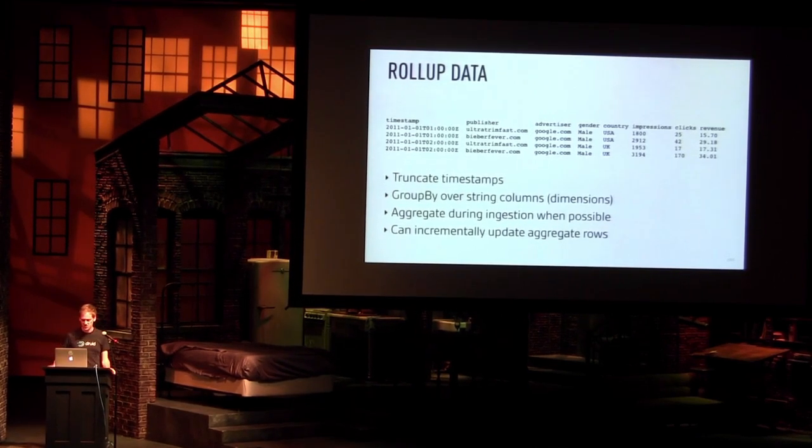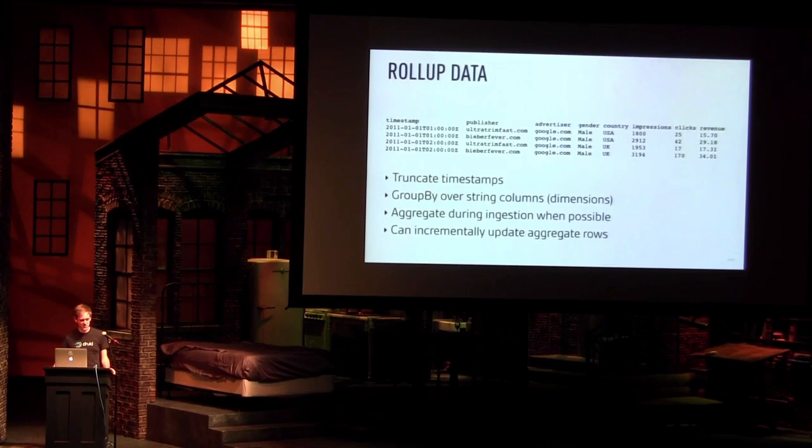You have these 1,800 impressions and 25 clicks, which means that there's 1,825 events that matched ultratrimfast.com, google.com, Mail USA, and that occurred in that particular hour. So this is a data set that's rolled up to the hour.